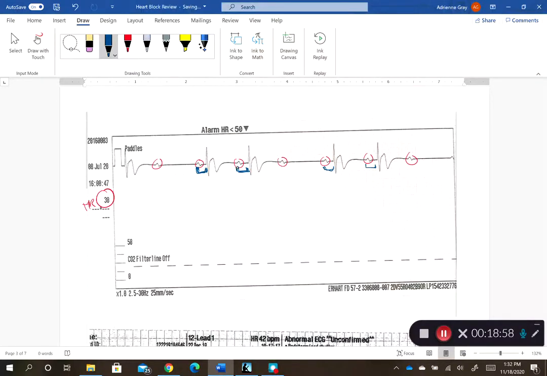Could it be a second degree type 2? Remember, second degree type 2s can be regular or irregular. It just depends on whether it has a consistent conduction ratio or a variable conduction ratio. Well, I have more P's than QRSs, but my PR interval looks to remain pretty consistent when I have a QRS following my P wave. So this does fall in line with a second degree type 2.